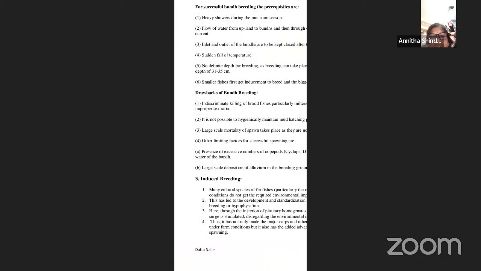Many cultural fishes are there, like ornamental fishes. These ornamental fishes as well as other cultural fishes do not get the required environmental conditions or factors for their maturation or further production. So by applying this technique, that is hypophysation, we can go for induced breeding and try to produce these different fishes. So that is what induced breeding says. Now next I will talk about it in detail. Wait for 1 minute.